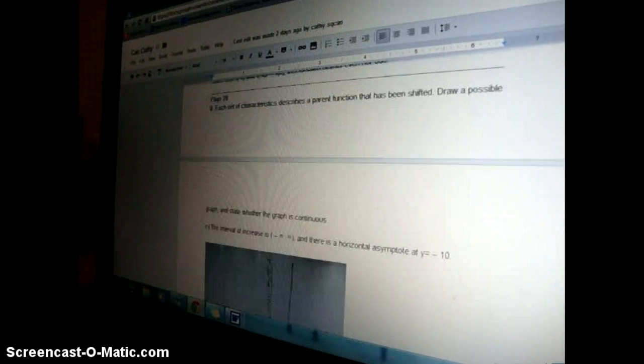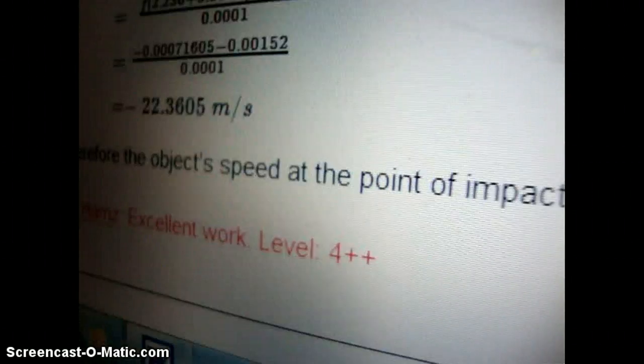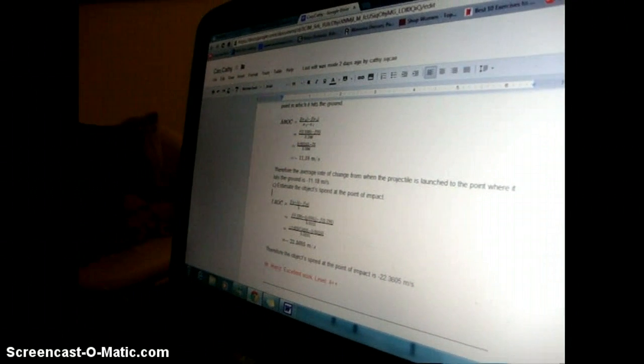If we look down, the teacher will give us a level and a comment, hopefully, on the quality of our work. Here we can see that Cathy demonstrated high quality of work and got a 4++.